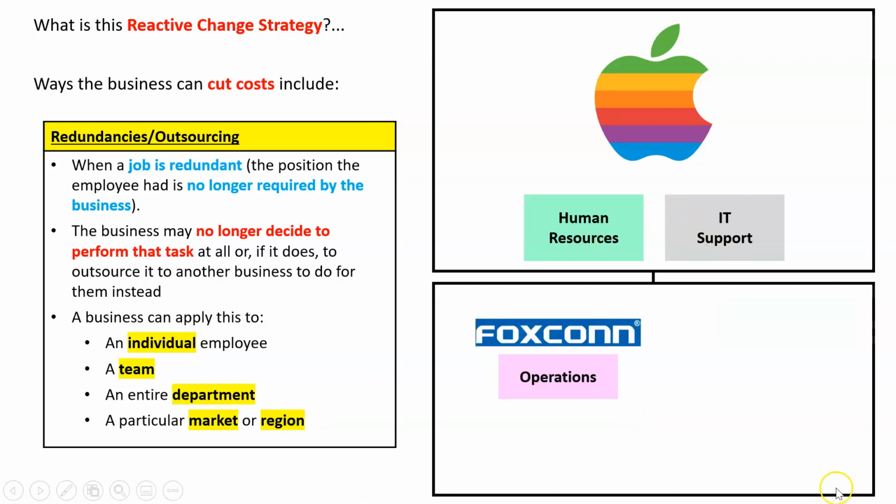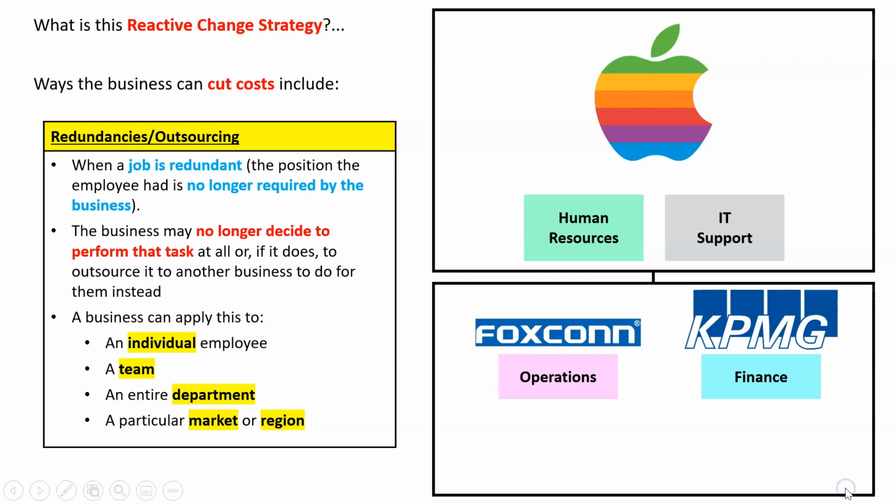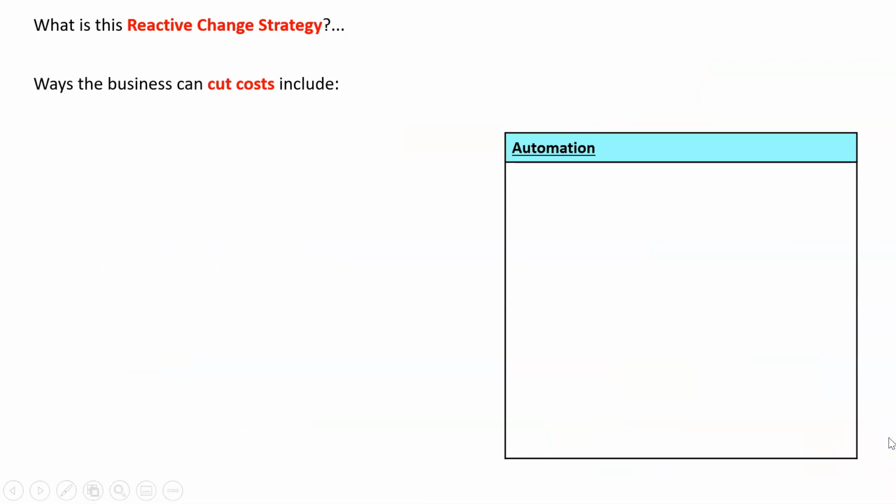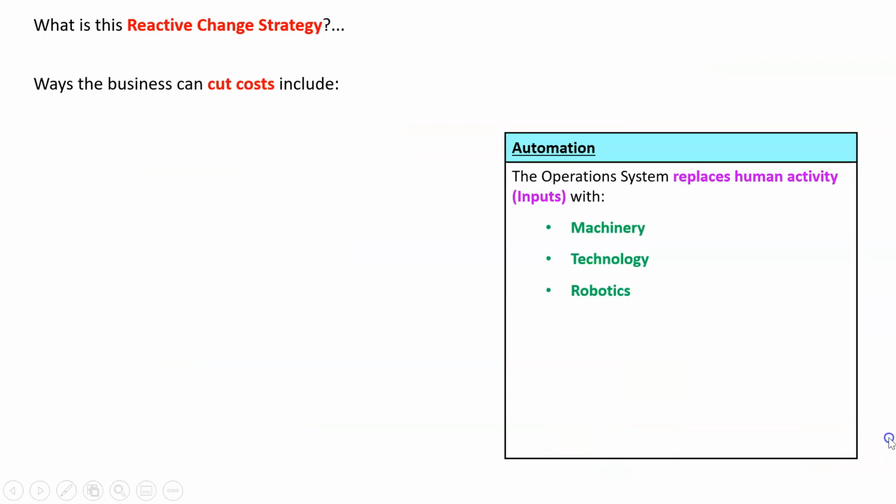So, for example, we've learned that Foxconn actually makes the phones. Foxconn is a different business that's been outsourced. KPMG could do the finance, so they could take care of all the accounting and preparing the financial reports. And usually most big businesses outsource their marketing to an advertising agency such as Ogilvy's. So that's one way. Another way is automation. We've learned what that is, replacing human activity or inputs with machinery, technology, robotics, etc.